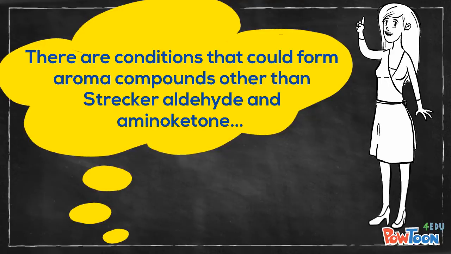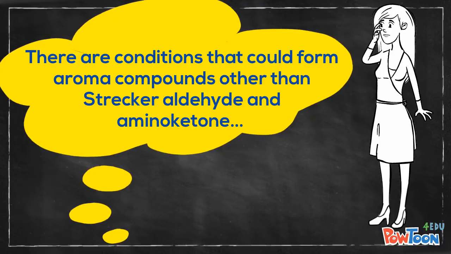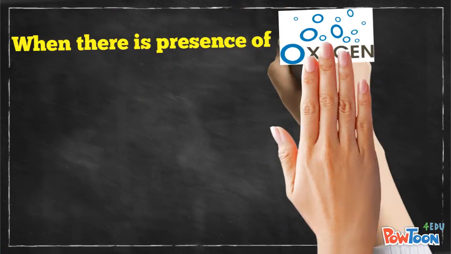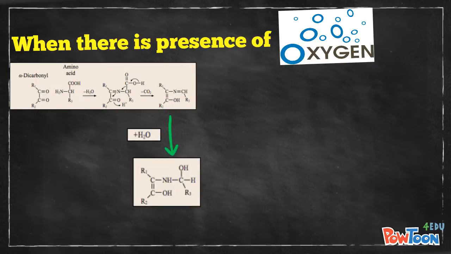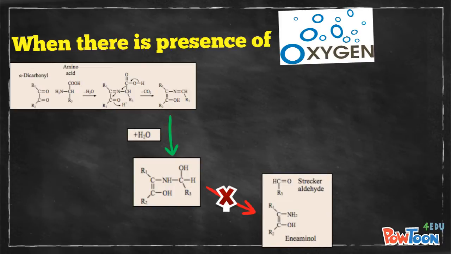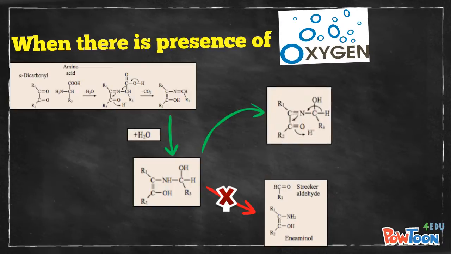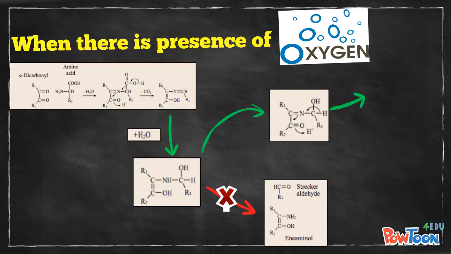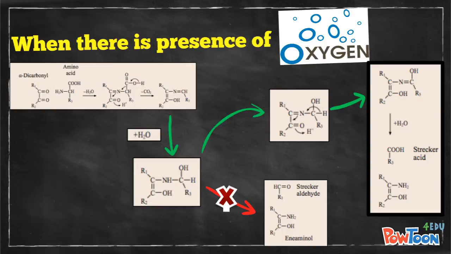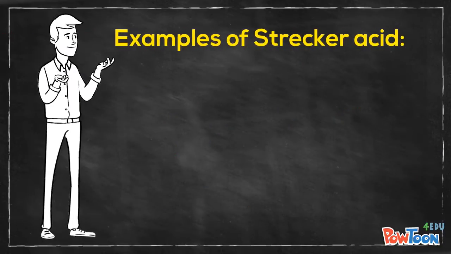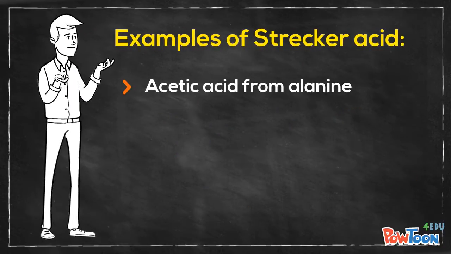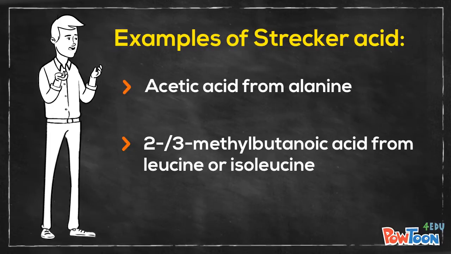There are some conditions that could form compounds other than Strecker aldehyde and aminoketone. Let's look at examples below. When there is presence of oxygen, the intermediate product formed from the hydration and decarboxylation steps is not able to form Strecker aldehyde and aminoketone. Instead, the intermediate product will undergo oxidation to form alpha-dicarbonyl, followed by intramolecular redox reaction and hydrolysis to produce Strecker acid and aminoketone. Examples of Strecker acids are acetic acid that comes from alanine, or 2-methylbutanoic acid that comes from leucine or isoleucine.